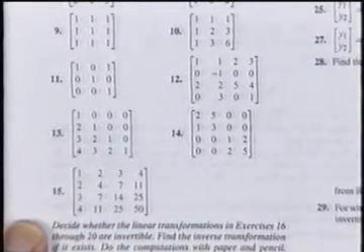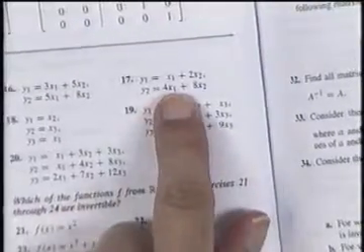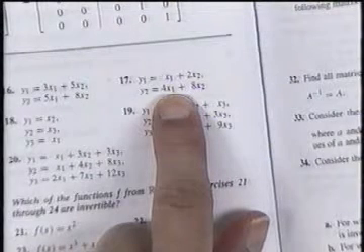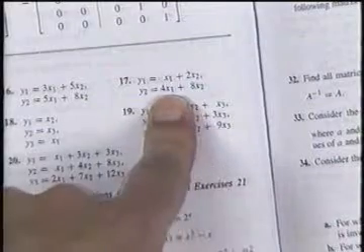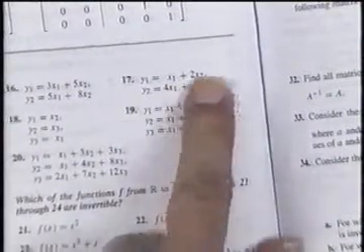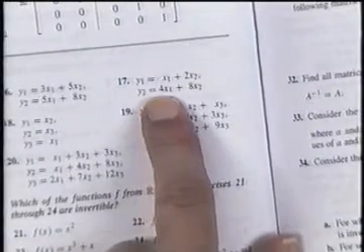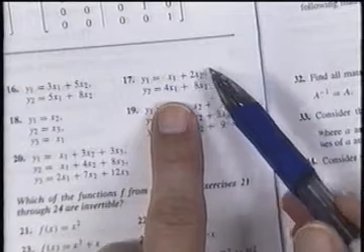Okay. And then let's just check the rest here. Exercise 2.4, number 17. Number 17 is this guy here. And what you're trying to do is find if the inverse transformation of this exists. So what you do is, do you want to just copy that down first of all?